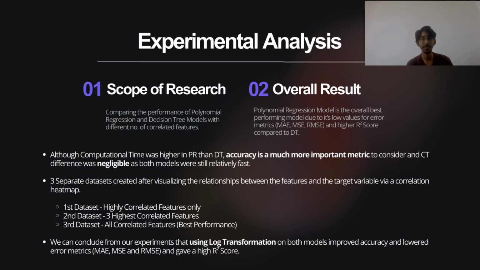3 separate datasets were created after visualizing the relationships. They were the first dataset, which is highly correlated features only, second dataset, 3 highly correlated features, and the third dataset, which is all correlated features, which gave us the best performance. And we concluded from our experiments that using log transformation on both models improved the accuracy and lowered error metrics.